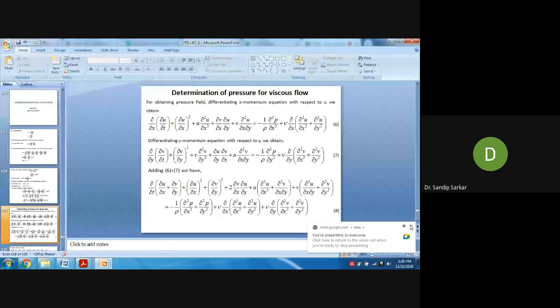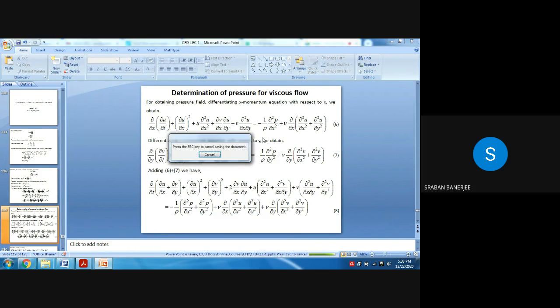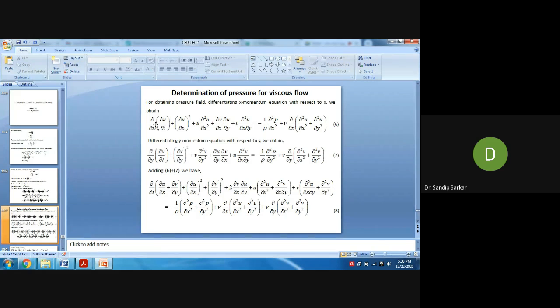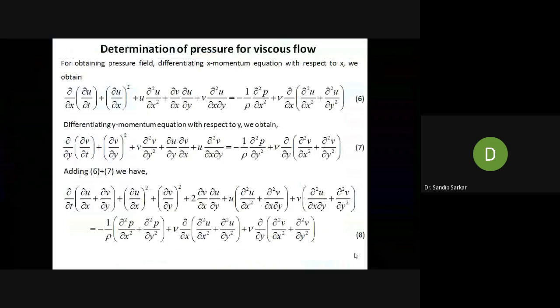Okay, I think you have understood this slide, how we are getting this, what we are doing here. Very straightforward: taking the derivative with respect to x of the x momentum equation, taking the derivative with respect to y of the y momentum equation, and we are adding these two equations after taking derivatives. We are just simply manipulating. Now, next slide.